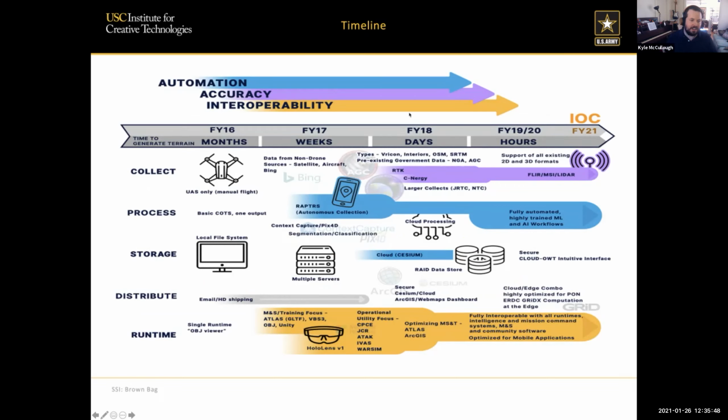All right, great. We've been working on this program since 2016. Initially the idea behind the program was to fly a drone, collect the data, do a photogrammetric reconstruction, and then just visualize that data. If you look at the top of this one, the automation, the accuracy, and the interoperability are keys to optimizing and advancing across the 5-step pipeline.